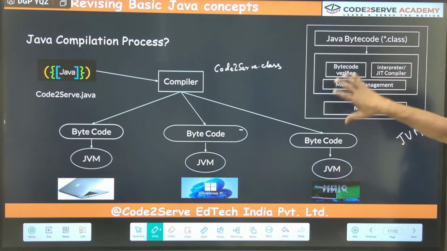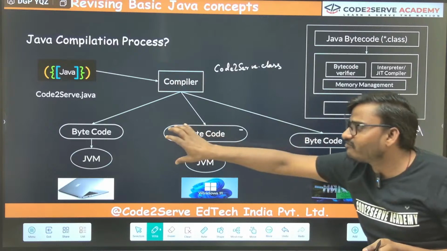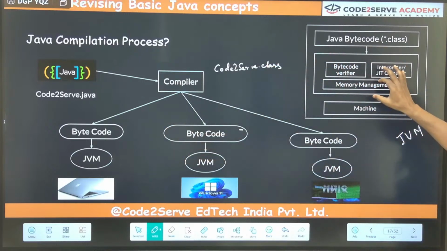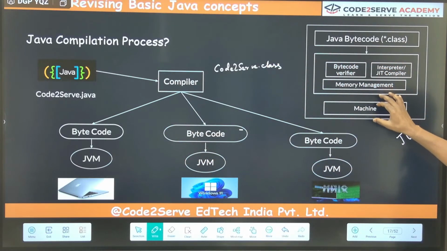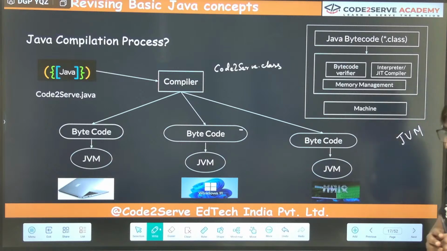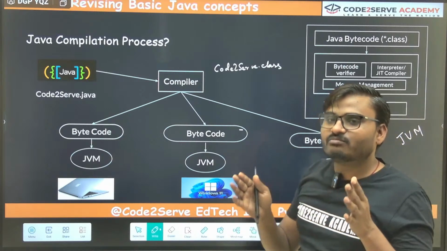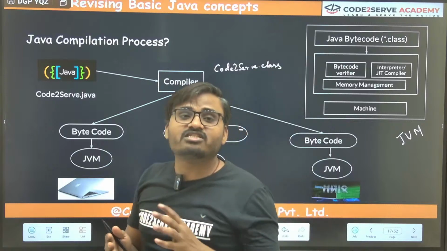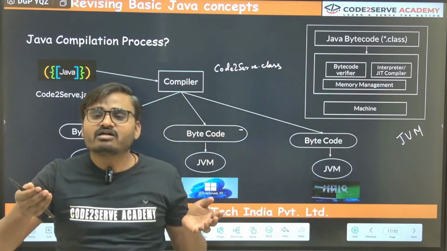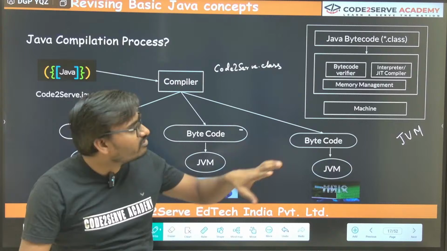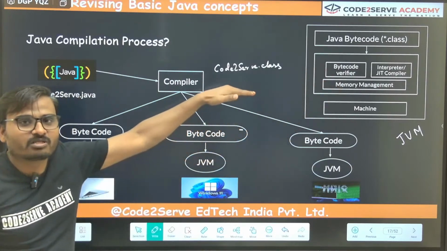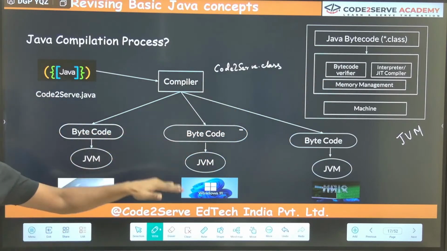One is your bytecode, and the bytecode verifier verifies the bytecode and then converts it into a dependent machine code. That's it. That is your work, to just remember that there is something called JVM, and JVM is developed by whom? Java. Java gives you JVM, and its responsibility is to convert into a dependent machine code.